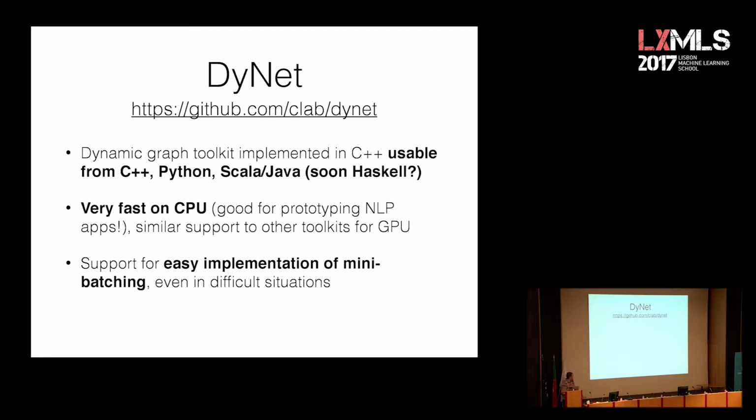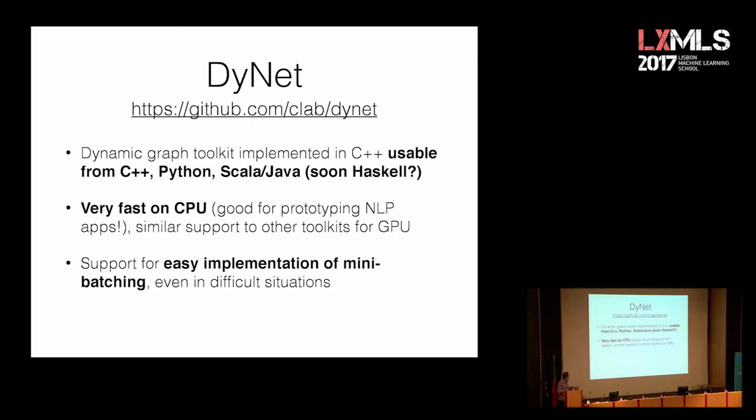So DyNet itself is a toolkit. You can download it here and take a look at it. Its features are that it's a dynamic graph toolkit implemented in C++. You can use it from C++, Python, Scala, and Java, and very soon Haskell. So if you are a fan of kind of crazy programming languages, Haskell may be the way to go. We don't have this yet, but if you want to be on the mailing list, just tell me.